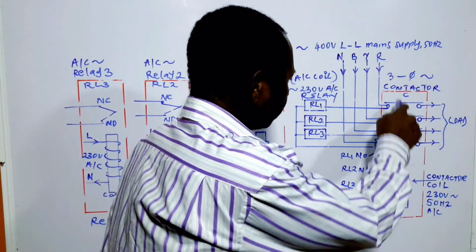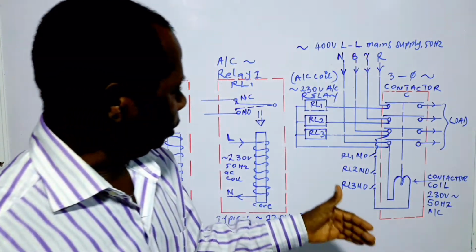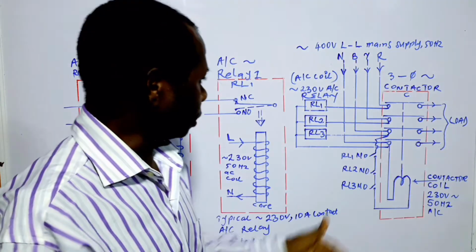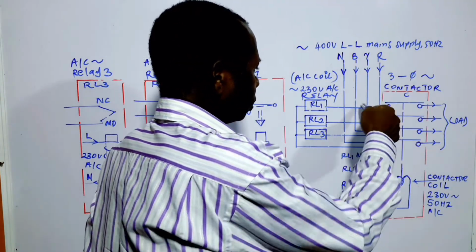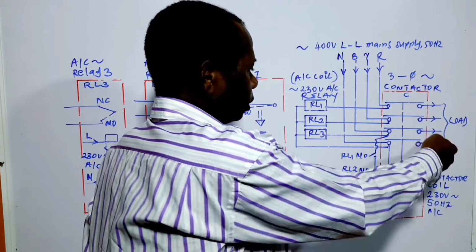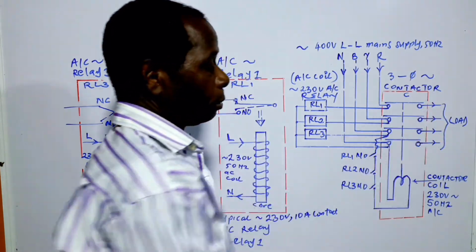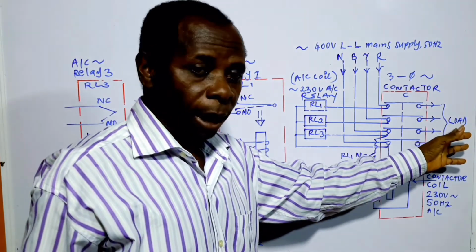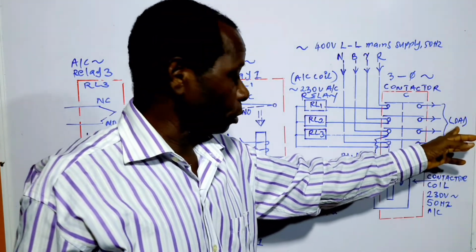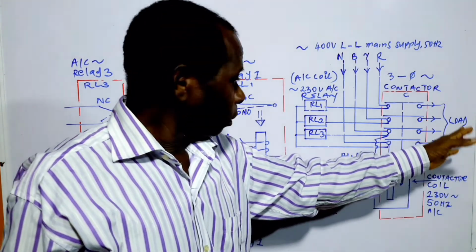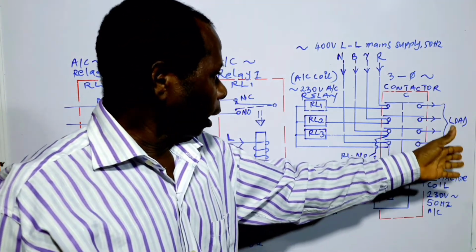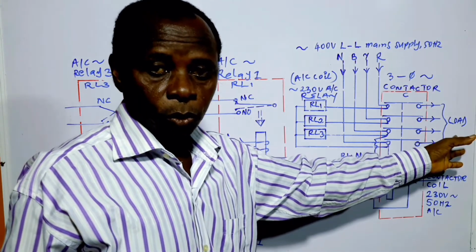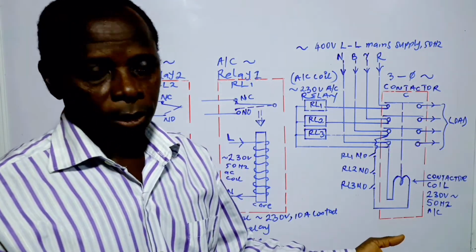When it is energized, there is a pull-down mechanism that closes all these horizontal contacts, 1, 2, 3, 4, including the neutral, and there will be power supply or voltage supply to the loads, comprising three-phase load and single-phase load as the situation may be.